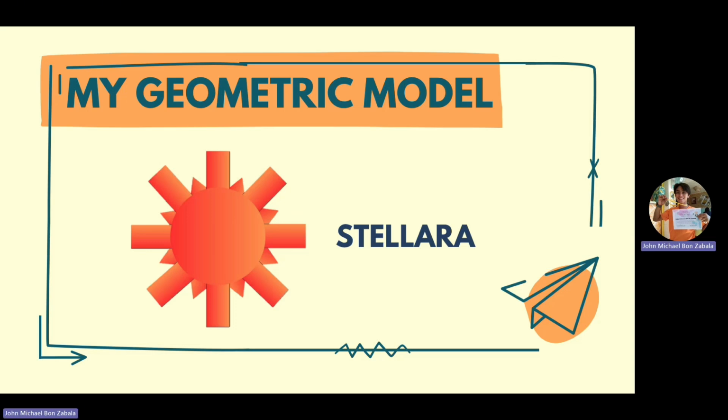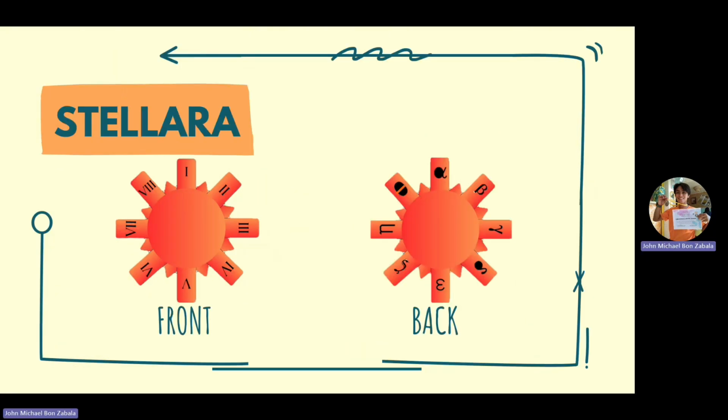My geometric model is, tada, called Stellara. That figure is Stellara. It contains 8 rays and an orange design. At the front, we have the Roman numerals 1, 2, 3, 4, 5, 6, 7, and 8. At the back, we have alpha, beta, gamma, delta, epsilon, zeta, eta, and theta.